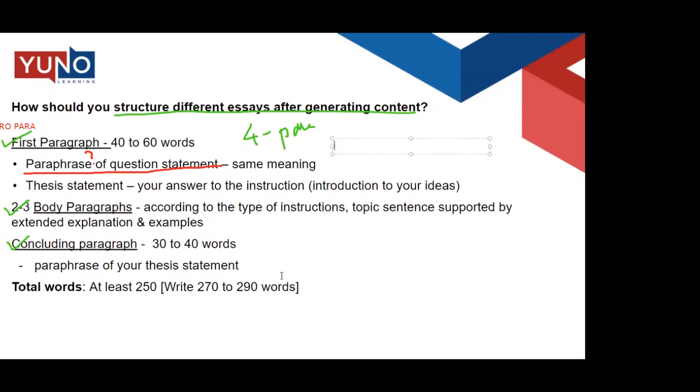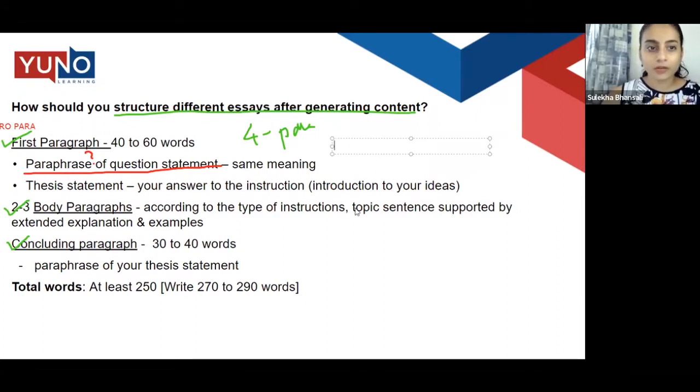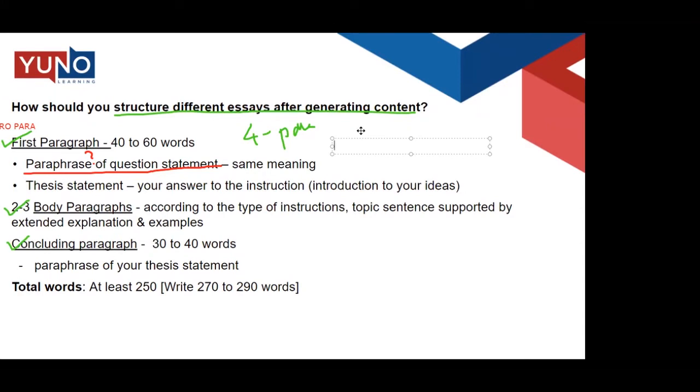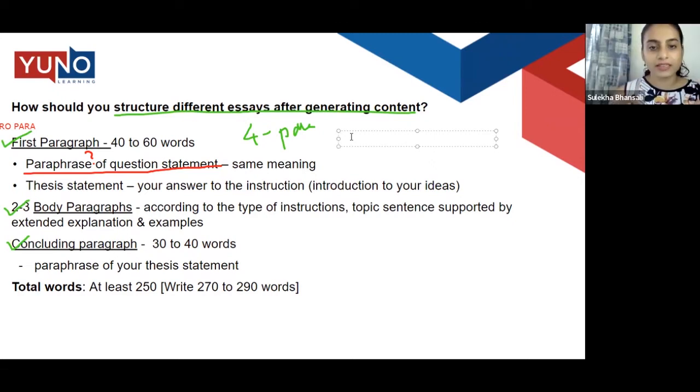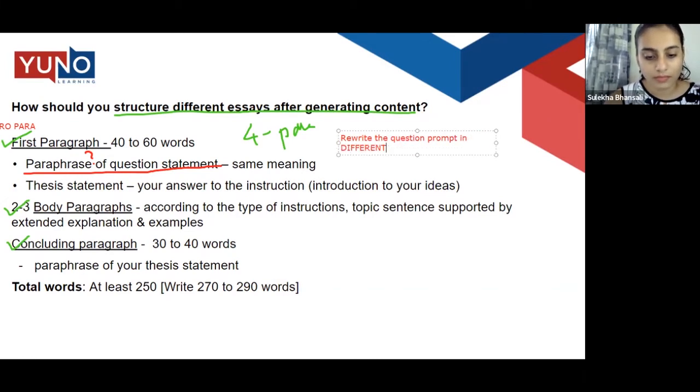Any idea on this? Nobody knows what paraphrasing means? Repeating the given question using other synonyms of the words. Yes, correct. So it means rewriting the same thing, the same meaning of the sentence, in different words, right? So let me write this down: in different words. This is very important. You can use synonyms to do that.